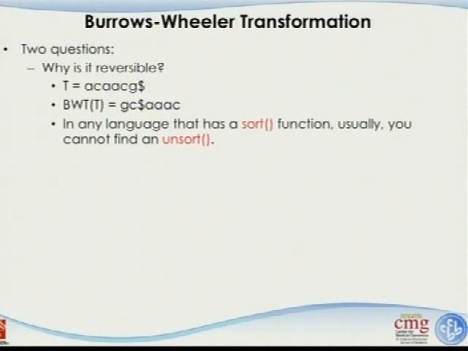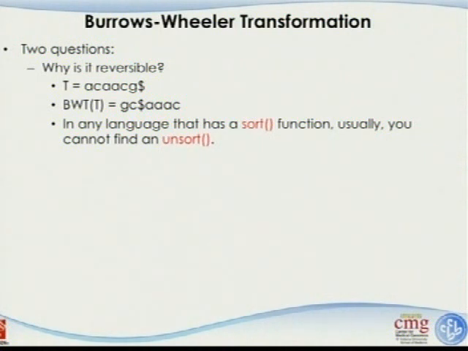All right, there are two questions. The first one is why this is reversible. So this is the original string, and this is after you do the Burrows-Wheeler transformation, and this is the output string, okay? This is a kind of sort, right? In any computational language, you probably have a function called sort, right? Usually, you don't have a function called unsort. You probably don't want to do that anyway, but you don't have a function called unsort, just based on the sorted ones.